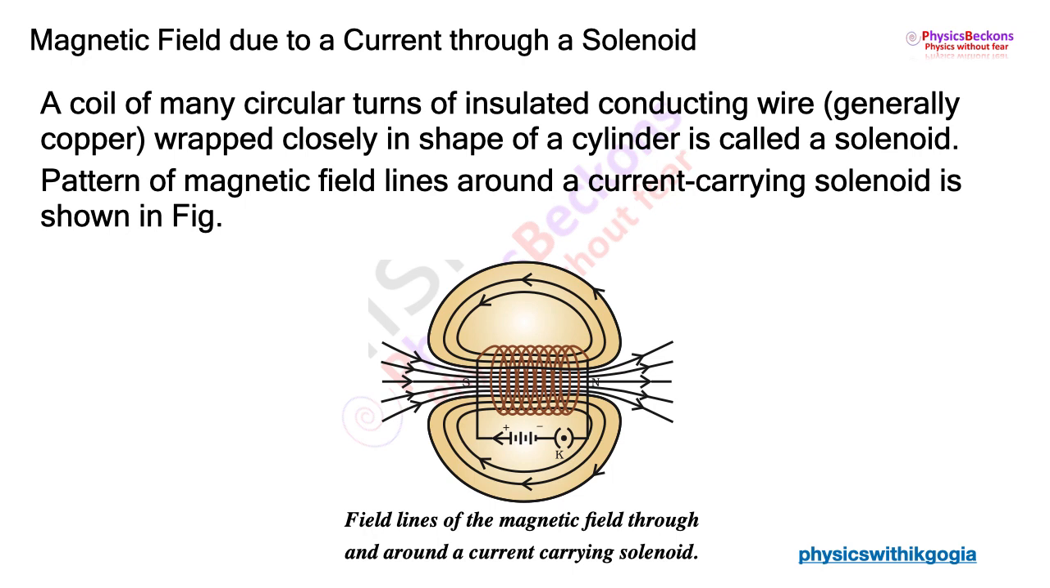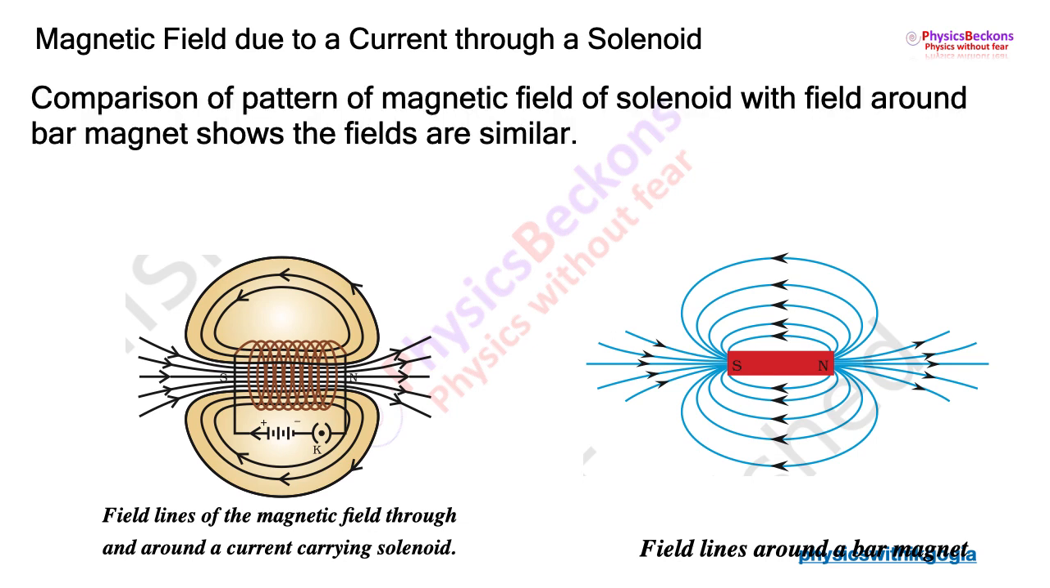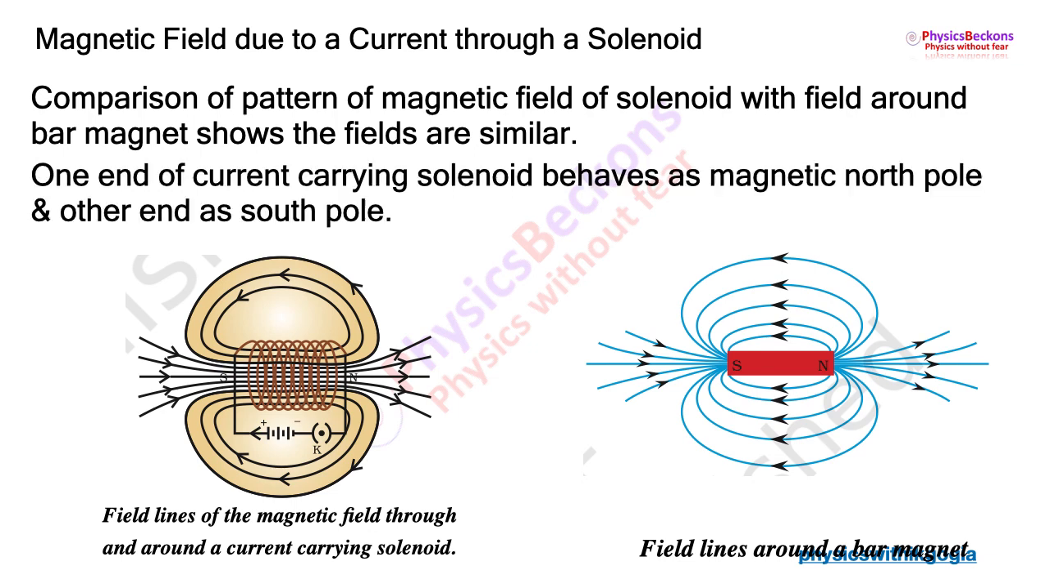You can recall the magnetic field lines due to a bar magnet. The comparison between the pattern of magnetic field lines of solenoid and the bar magnet show that the two are identical. So, one end of current carrying solenoid behaves as north magnetic pole and the other behaves as the south magnetic pole.